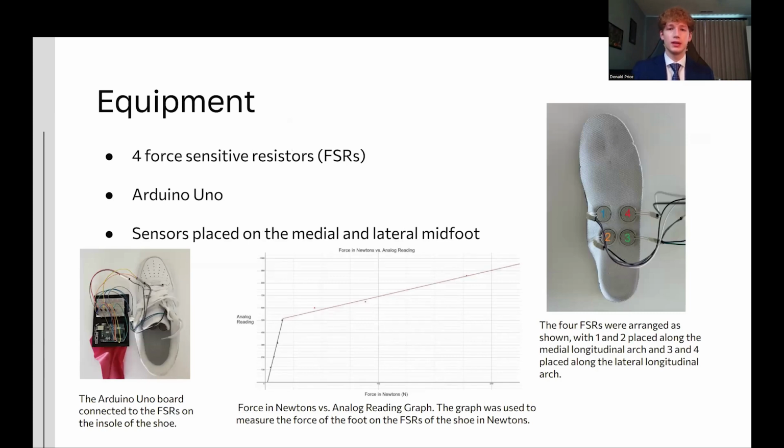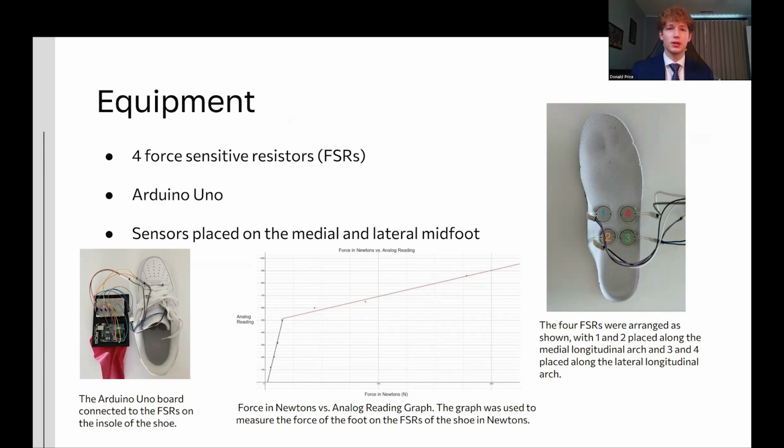To collect pressure data, I designed a system using four force-sensitive resistors, or FSRs. These sensors were thin and flexible, each about 2.5 centimeters in diameter, and were small enough to fit inside a shoe without disrupting movement. I placed two sensors along the medial longitudinal arch and two along the lateral arch of the right shoe, allowing me to capture differences in pressure between the inner and outer sides of the midfoot. The sensors were connected to an Arduino Uno board, which relayed data to a computer in real time.